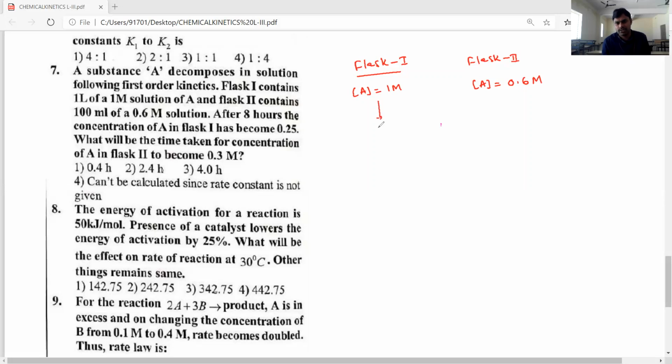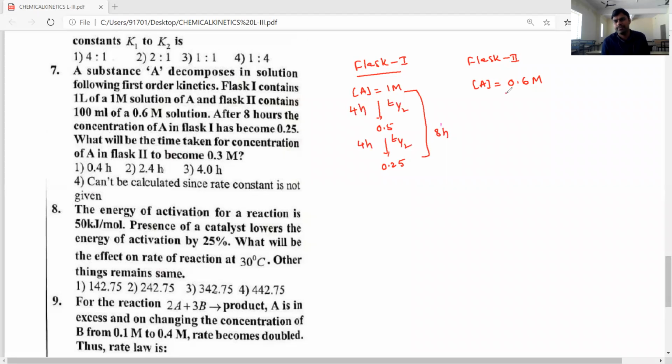Now this concentration is changing. How it is changing: 0.1 molar is converted into 0.5, and that 0.5 molar is converted into 0.25. For this conversion, it takes 8 hours. It is 1 t half, and it is another t half. That is, first t half is equal to 4 hours, second t half is equal to 4 hours.